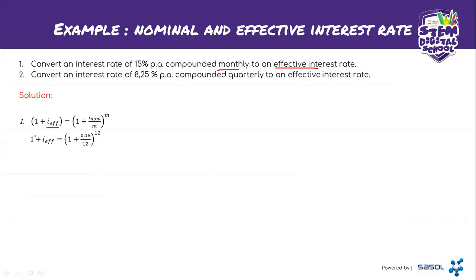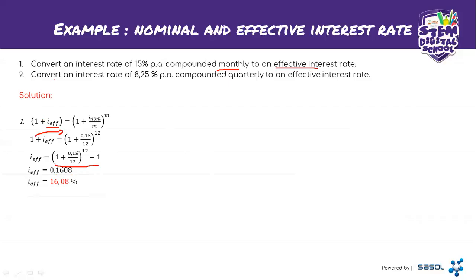Thereafter, in the third step, we transpose this positive 1 to the right hand side. Then you press everything that you see on the screen into your calculator, and the answer that we have is 0.1608. Because we want it in terms of percentages, it is 16.08. So that's how you should calculate the effective interest rate.